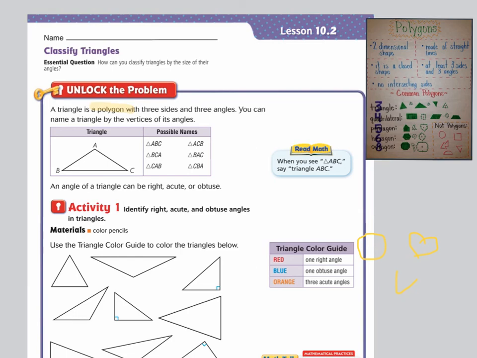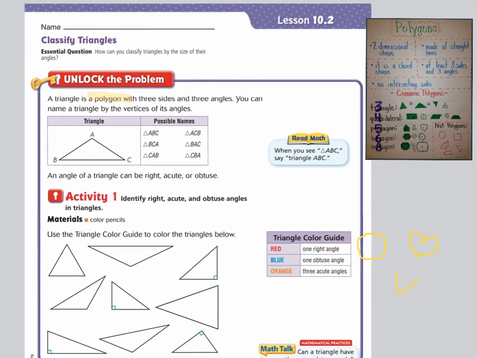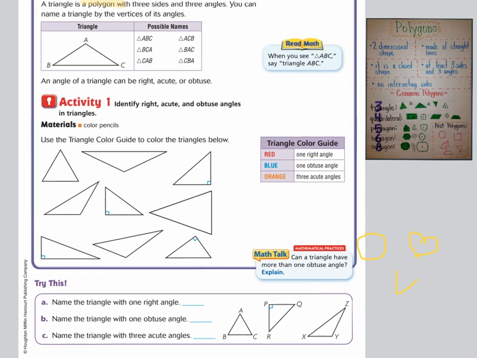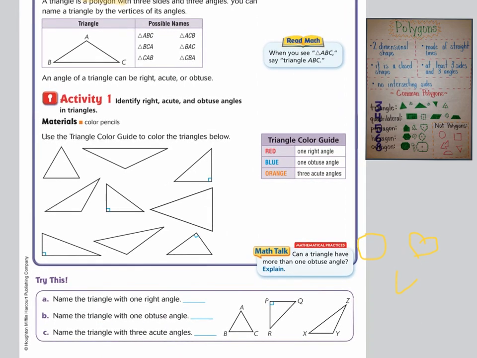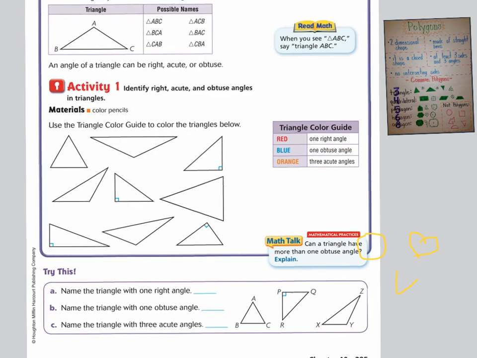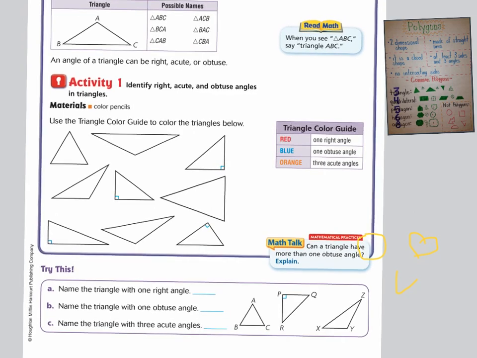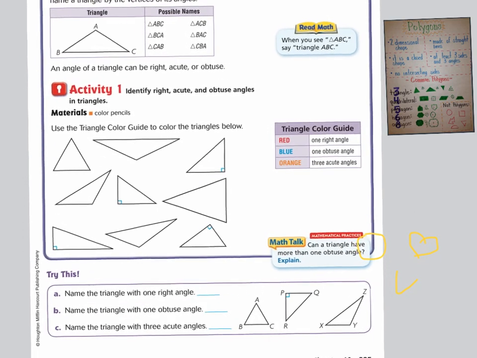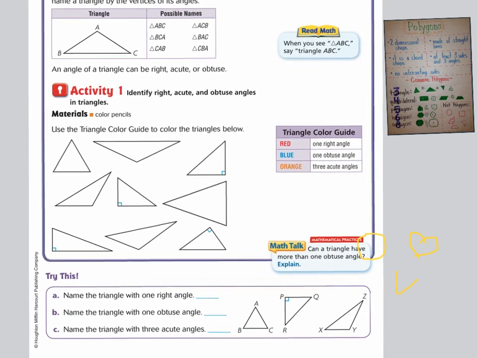So let's move down to activity number 1. It says identify right, acute, and obtuse angles. Now if you have crayons at home, like a red, a blue, and an orange, why don't you pause the video now and go get them? Or if you have colored pencils, essentially we're going to be coloring in and shading in some of these angles, the acute, the right, and the obtuse. So go ahead, pause, get your crayons or colored pencils.